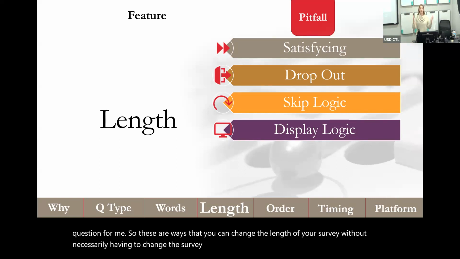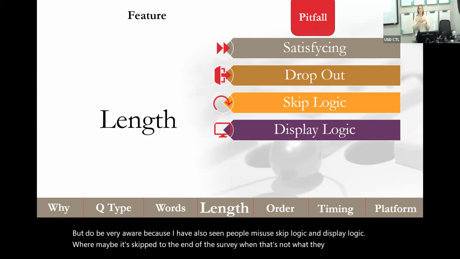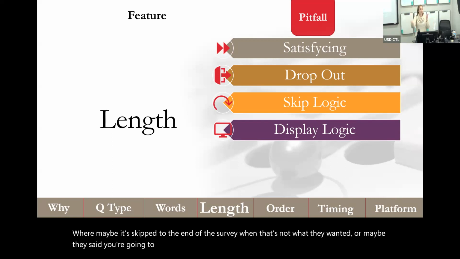So these are ways that you can change the length of your survey without necessarily having to change the survey itself. But do be very aware because I have also seen people misuse skip logic and display logic, where maybe it's skipped to the end of the survey when that's not what they wanted. Or maybe they said you're going to skip, but it still showed up the other questions. So I highly recommend using them, but use them with care.